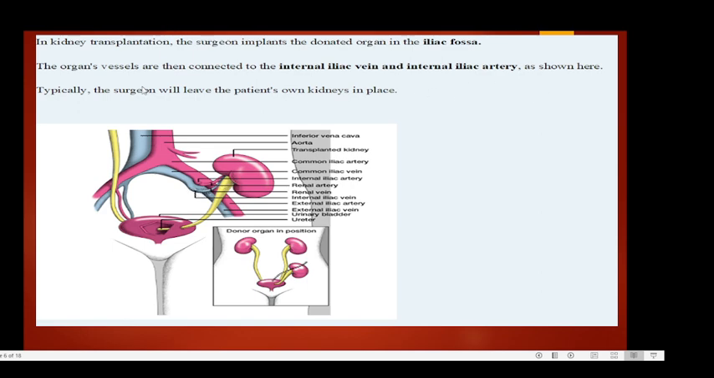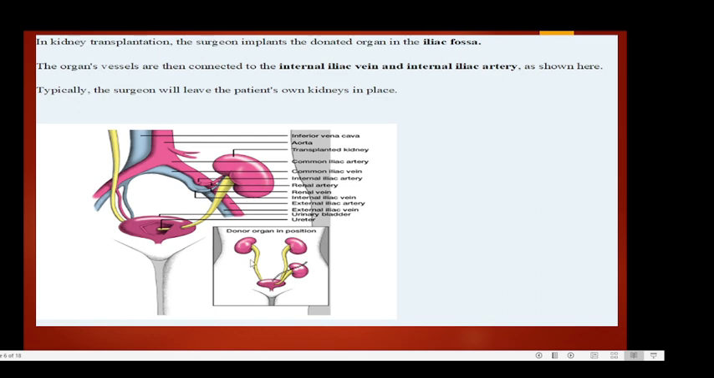Great. So typically the surgeon will leave the patient's own kidneys in place, that one we had said, and they are very important because they are going to continue secreting erythropoietin. Okay, can you see the inferior vena cava? It is the one that has branches of the internal iliac vein. You can see it is anastomosed there to the kidney. The transplanted kidney is here, and you can see the common iliac artery.